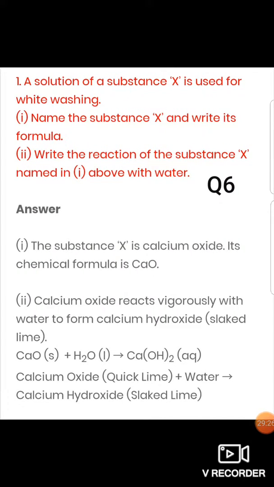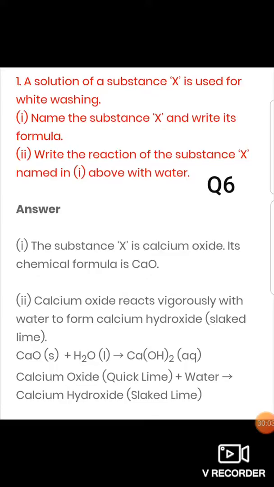A solution of a substance X is used for whitewashing. Name the substance X and write its formula. Write the reaction of substance X named in 1 above with water. So the substance X is calcium oxide. Its chemical formula is CaO.